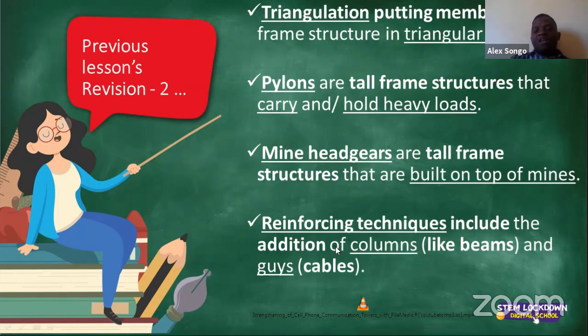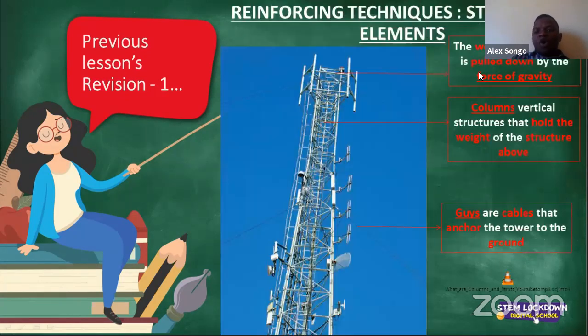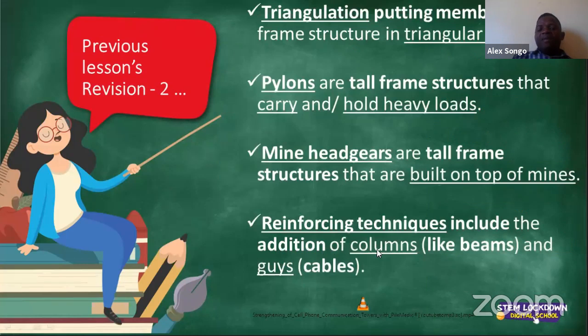We then spoke about reinforcing techniques. Ladies and gentlemen, all of these are examples of techniques that reinforce or further stabilize a cell phone tower, namely columns, which I said are like beams, guys, which are like cables. Ladies and gentlemen, I hope you understand.